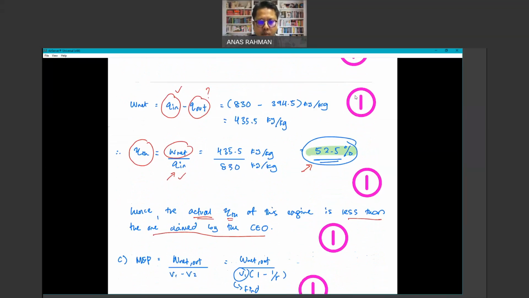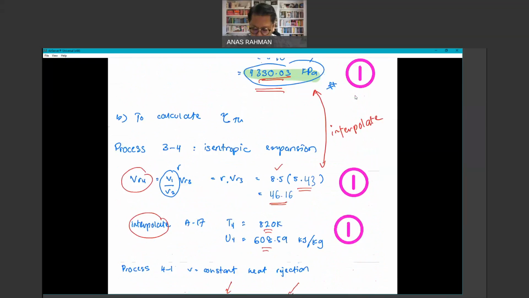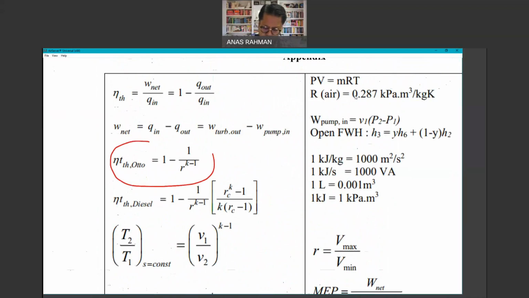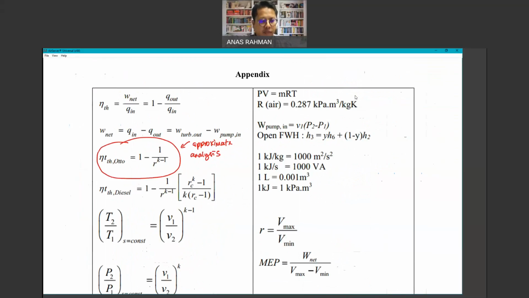Some students might question, is it possible for us to use this particular equation? In this particular case, no, because this is approximate analysis. So if you use this equation to answer question 1B, which is to find thermal efficiency, you are basically ignoring the keywords, which is to take into account the variation of specific heats. So you are not answering the question, so you cannot use this.